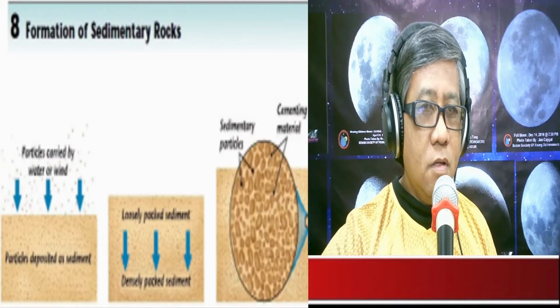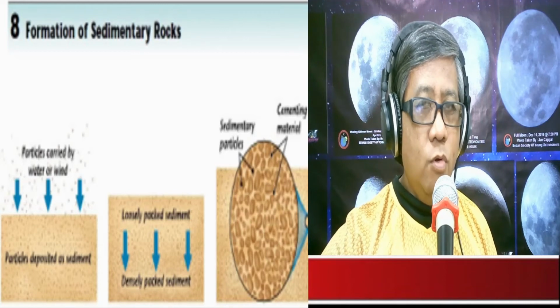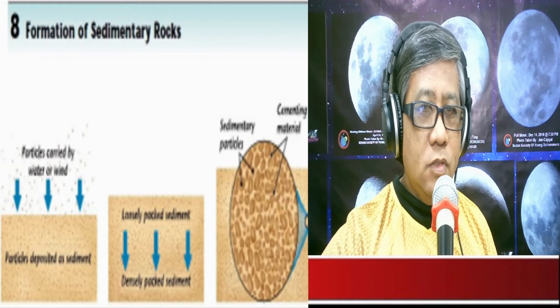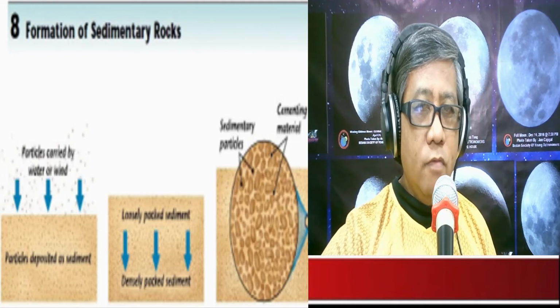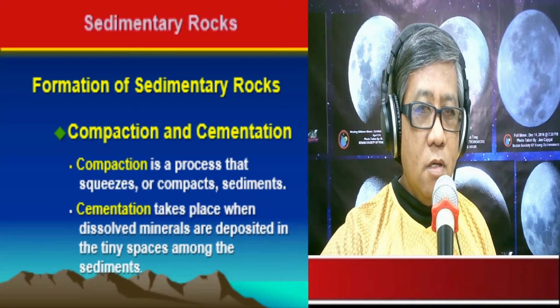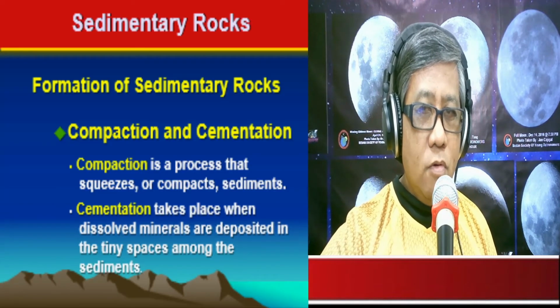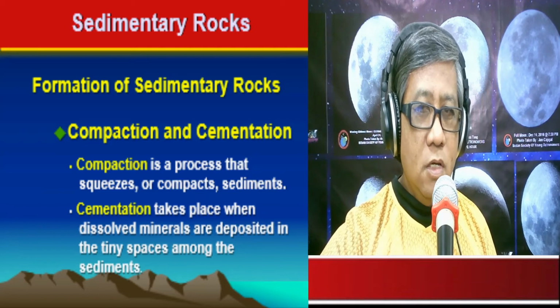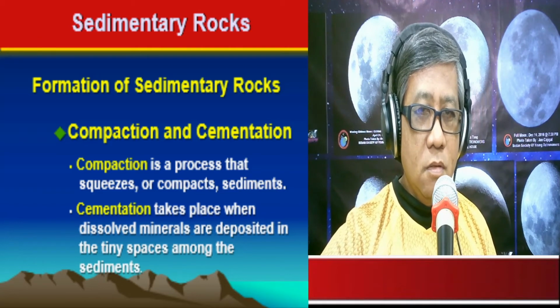So there are several processes that are involved in the formation of sedimentary rocks. First, these sediments get deposited in a body of water like a lake or a river. And as they are deposited in layers, they get compacted. Okay, the process is known as compaction. Compaction is the process that squeezes or compacts the sediments.